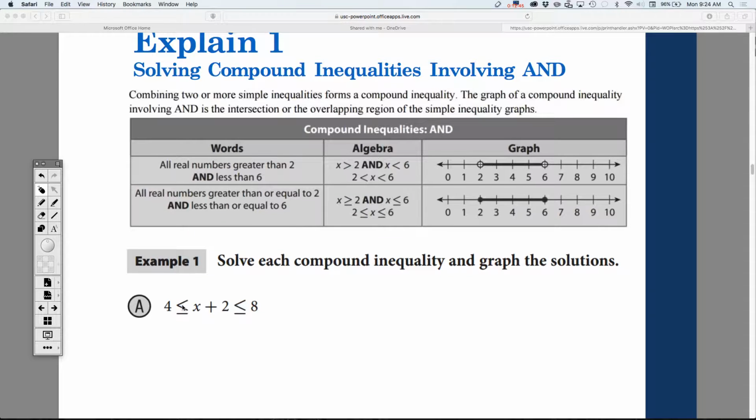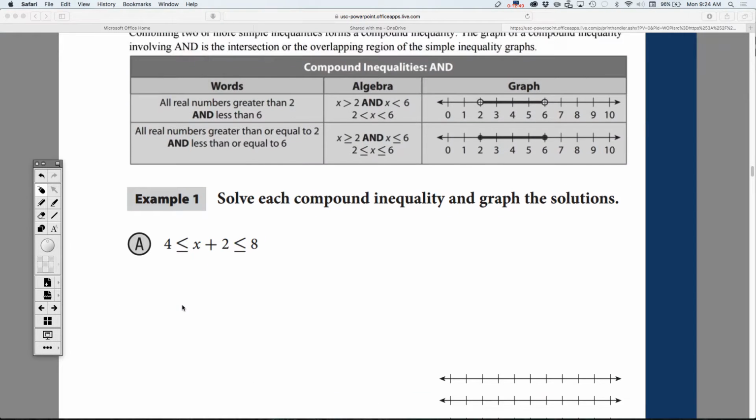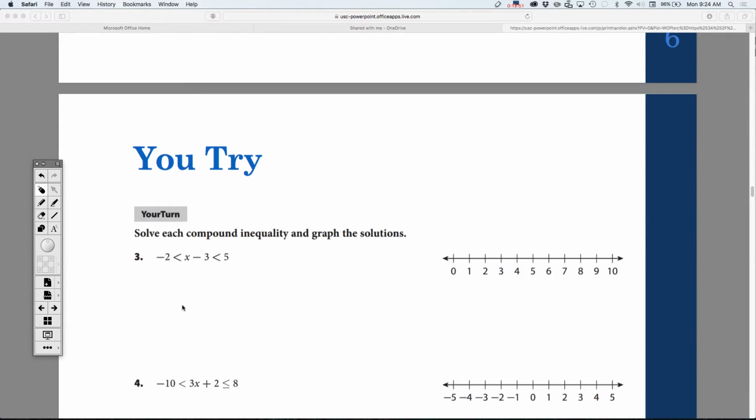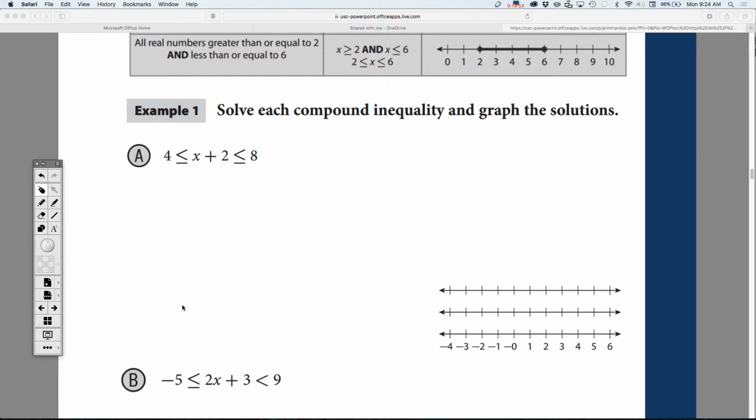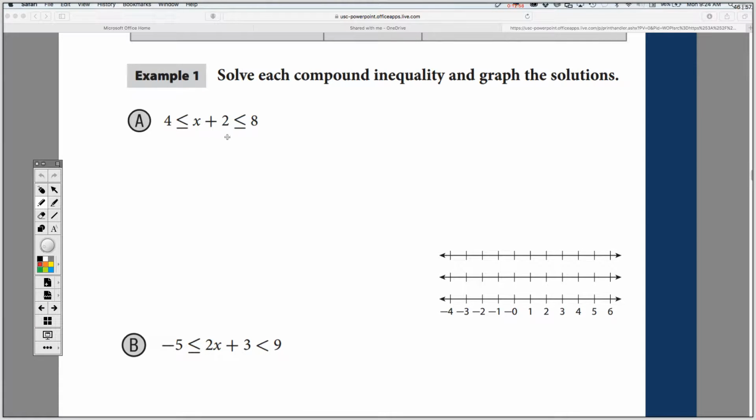Okay, example one. So we're going to solve compound inequalities involving "and". Solve each compound inequality and graph the solution. So let's do these two together. We have 4 is less than or equal to x plus 2, less than or equal to 8. I'm not going to build one wall. How many walls am I going to build? 2. Okay, go ahead and put your dotted lines to stay organized.